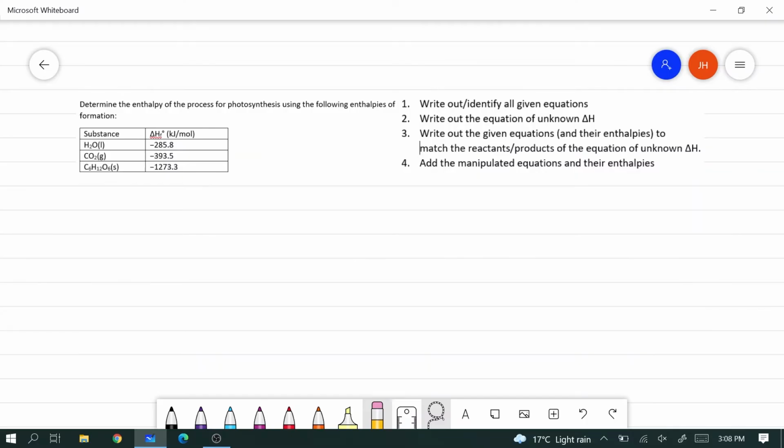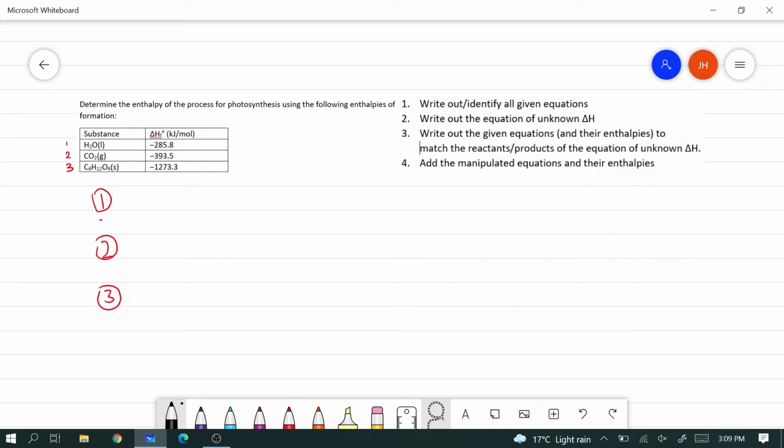For this video's practice question, we're going to be looking at trying to find the enthalpy of the process for photosynthesis. We've been given enthalpies of formation for the relevant reactants and products. What we're going to need to do to find the enthalpy is first write out or identify all given equations. That's step number 1. So I'm going to write out those 3 equations, label them reaction 1, 2, and 3, and in them I'm going to write down the formation equations for water, carbon dioxide, and glucose.